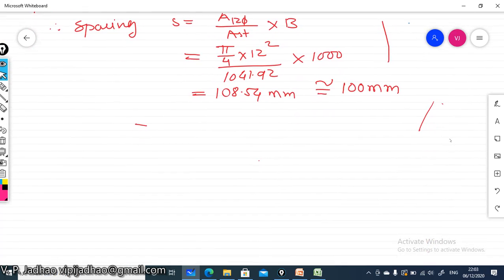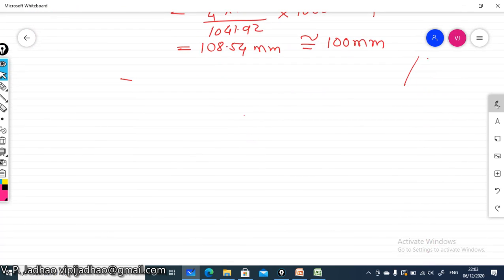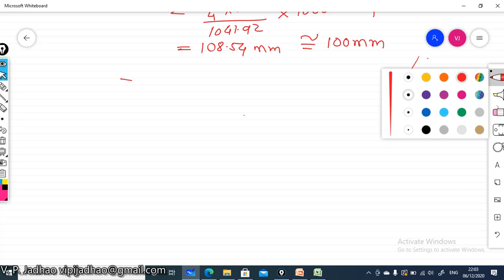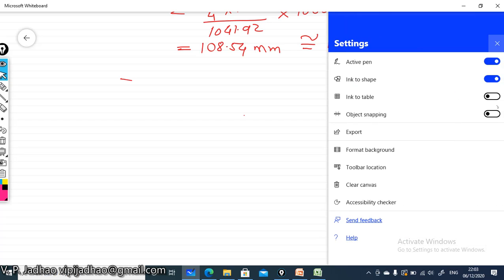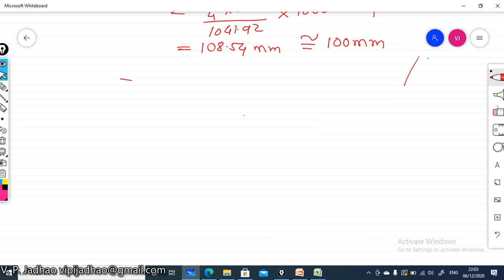Now what we have to do is curtail the steel reinforcement, so we'll write the step: curtailment of steel reinforcement. Okay, the next step is curtailment of steel reinforcement.